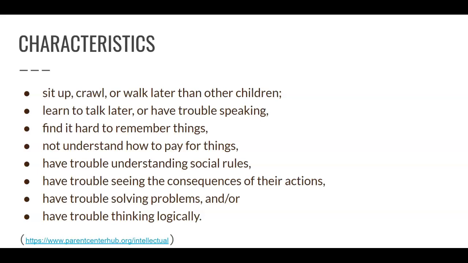Going off of this website, parentcenterhub.org, they had some really great other characteristics. Some of these you'll see are for children who are younger, such as they may sit up, crawl, or walk later than others, or learn to talk later. And some of these you might see in older people who have intellectual disabilities, like they find it hard to remember things, they may not understand how to pay for things, have trouble understanding social rules, may not see the consequence of their actions, have trouble solving problems, or thinking logically. And like I said, those could be for any age.